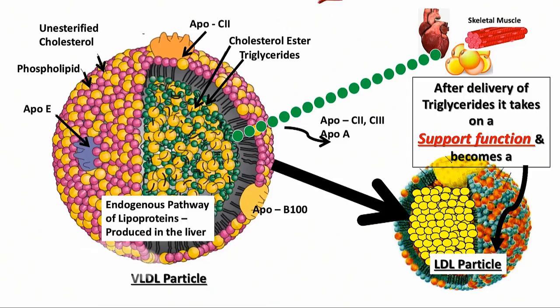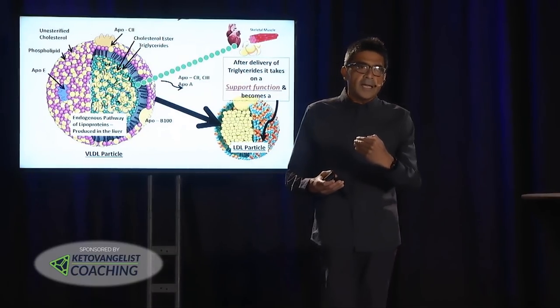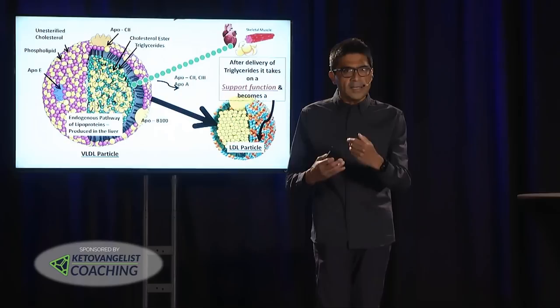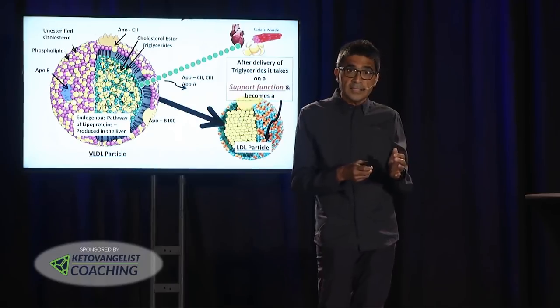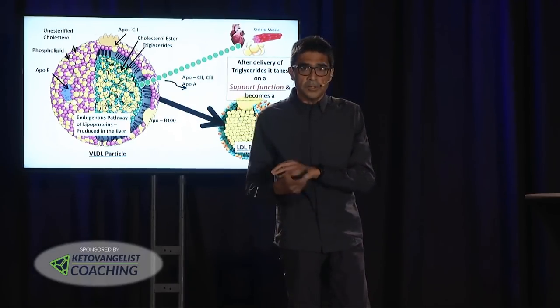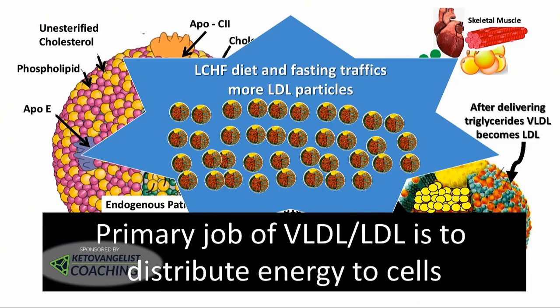The primary reason why we make this is because we need to supply energy, and as you can see on the slide, the heart needs energy, fat cells can store energy, the muscles need energy. So the VLDL is circulating, getting attached to these areas and then transferring the fat energy, which is triglycerides, into cells that need energy. Once it dumps the triglycerides, that's when it becomes the LDL, the cholesterol-rich molecule, which is called the LDL particle. So the primary job of VLDL and LDL is to supply energy to our cells.